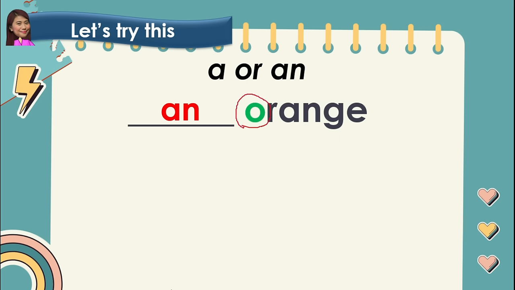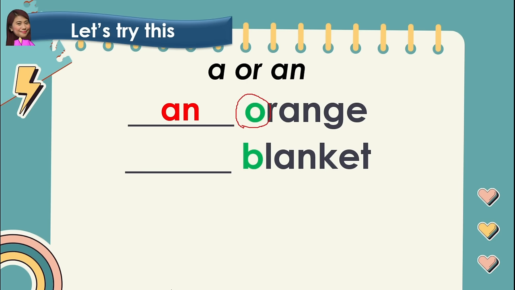Let's have the second word. Blank, blanket. What do you think is the correct article for this word? A or an? And the correct answer is a. A blanket. Why a? Because the word blanket starts with a consonant sound b.